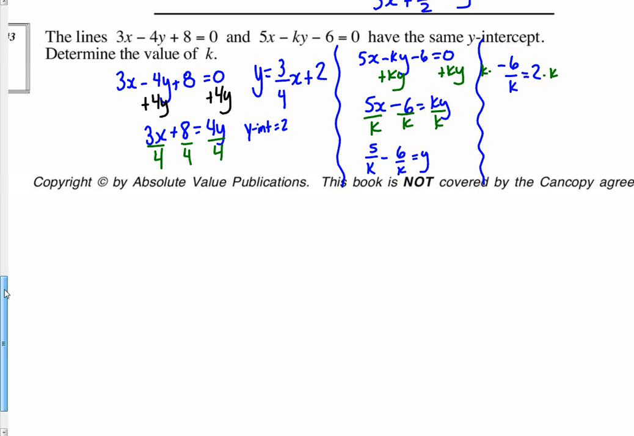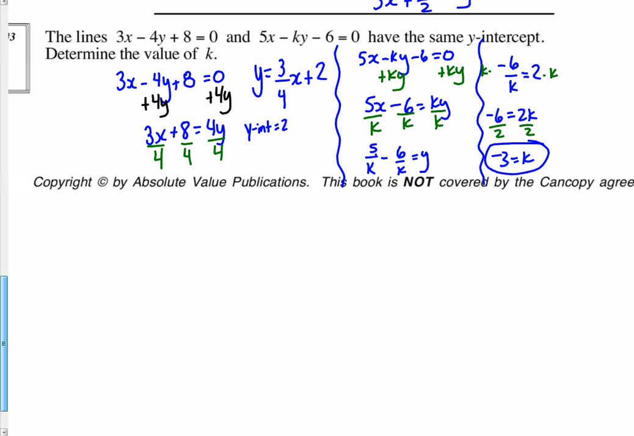There's other ways you could have solved this. I'm going to show you maybe an easier way. So -6 equals 2k, and then divide by 2. So k is equal to -3. Let me show you one other thing you could have done.